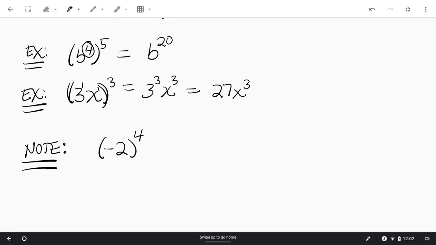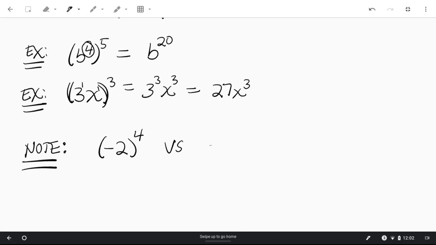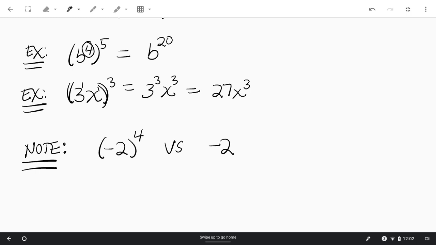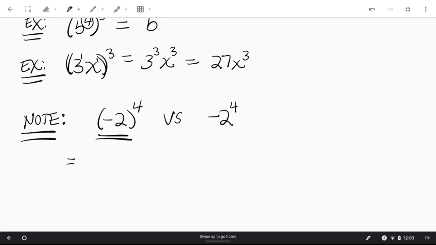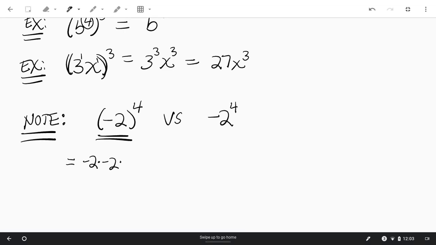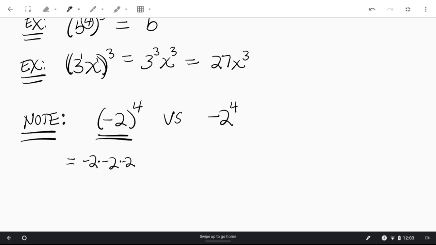(-2) raised to the 4th power versus -2 raised to the 4th power. In the first one, because we have these grouping symbols, the base here would be -2. So it's the -2 that gets repeated 4 times. This would mean -2 times -2 times -2 times -2.